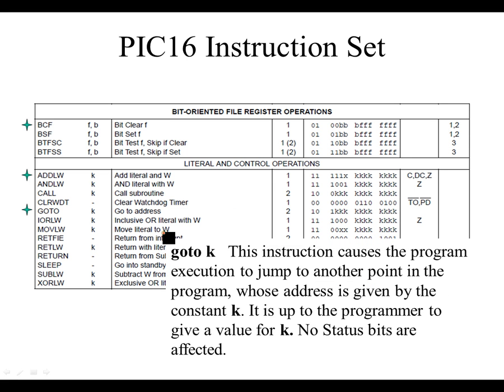The final instruction we're going to look at is go to K. K is a literal. This instruction causes the program execution to jump to another point in the program whose address is given by the constant K. It is up to the programmer to give the value for K. No status bits are affected.